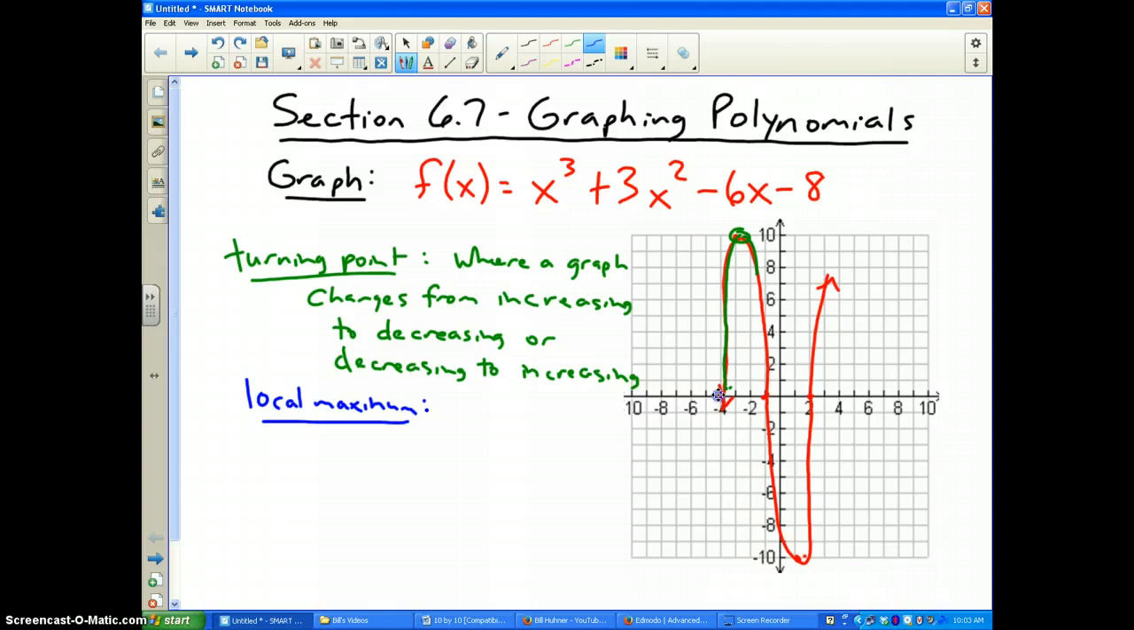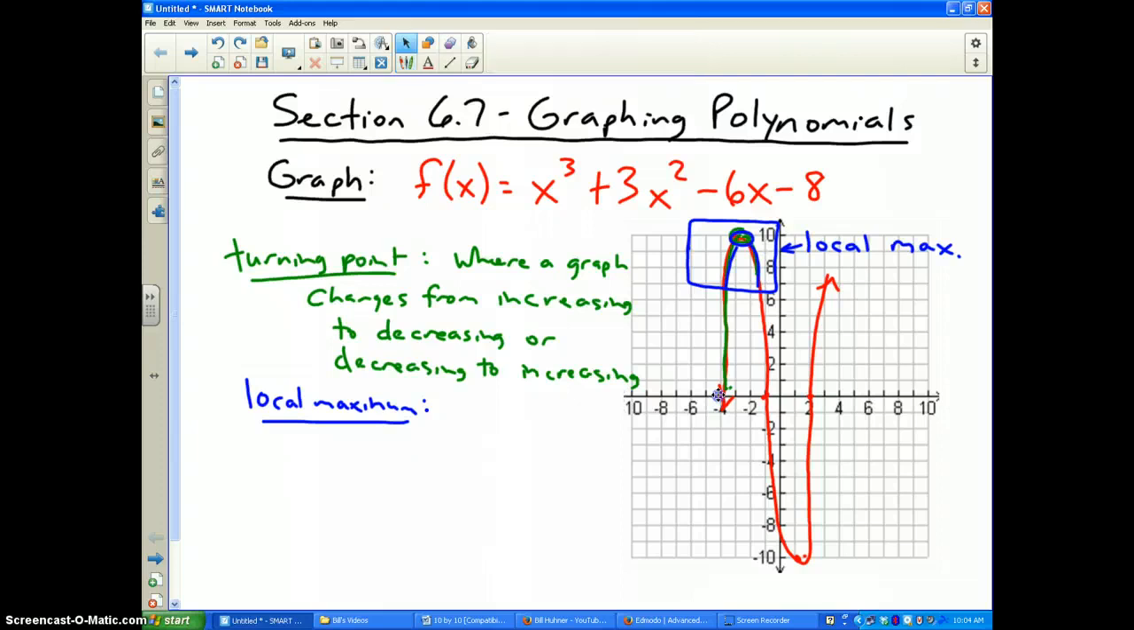A local maximum is a point where every value y is less than that for a given interval. So if you notice, like if I put a box around this, in this local area, the point right there at the top would be a local maximum because all the y values are less than that.